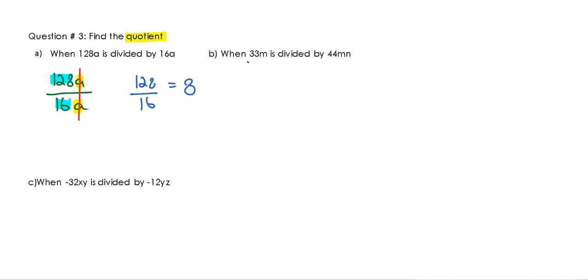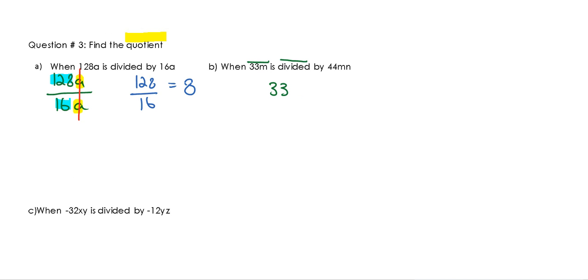Moving on here, I have 33m being divided by 44mn. Notice that I have an m on the top and an m on the bottom, so those will just cancel out. If I take 33 and 44, and if I divide each term by 11, this is going to be 3 over 4, and then you'll notice that I still have this little n over here, so the n will be on the bottom, so 3 over 4n.